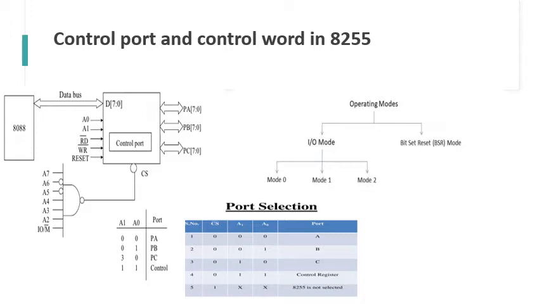There are two major modes of operation: I/O mode and bit set reset mode. In I/O mode, port A, port B and port C are used as 8-bit I/O ports. So it is named I/O mode. In bit set reset mode, the bits of port C can also be used as individual I/O bits and can be set and reset individually.